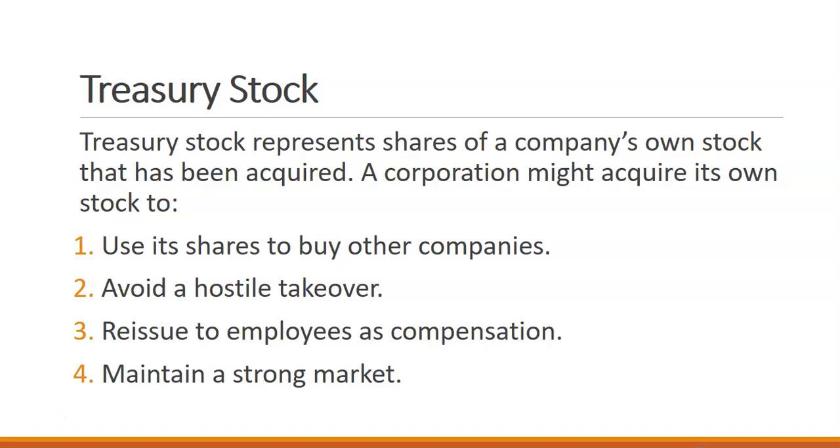So if someone has a high enough percentage of ownership in stock that they could come and try to create a hostile takeover of the corporation, the corporation is going to want to buy back some of the stock from the market to decrease ownership and people who might collude. They also might reissue to employees as compensation. So they might buy back some of their outstanding shares in order to give it to employees.